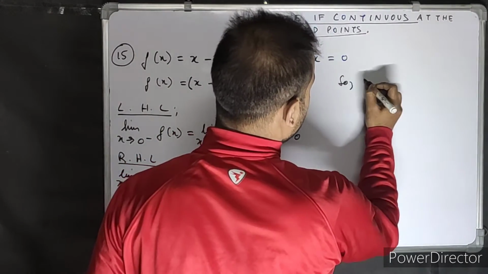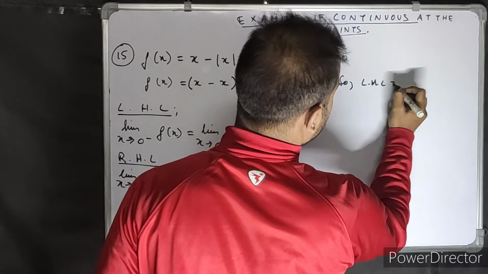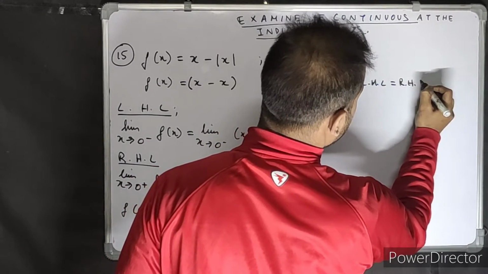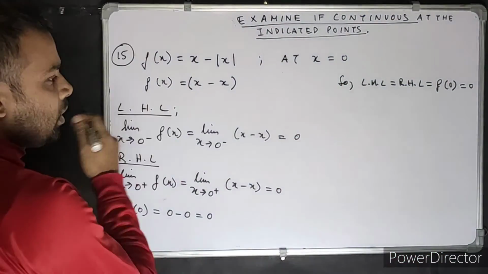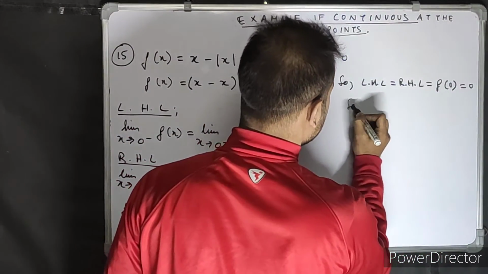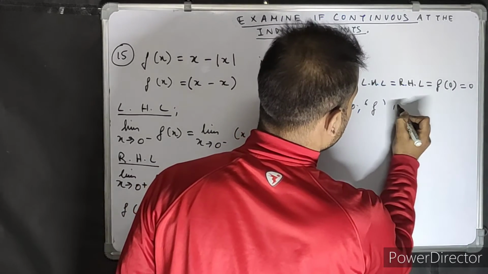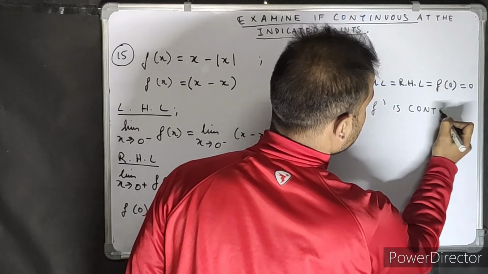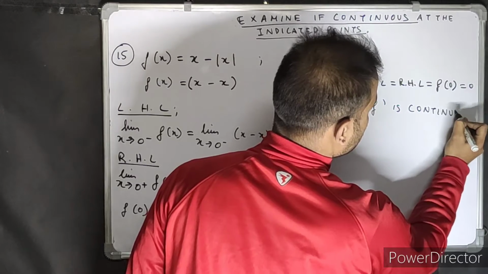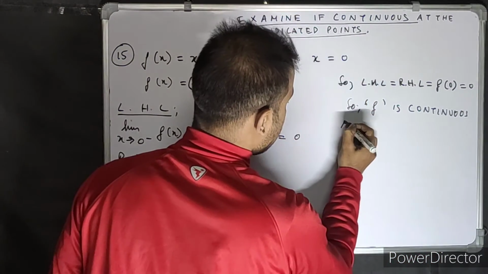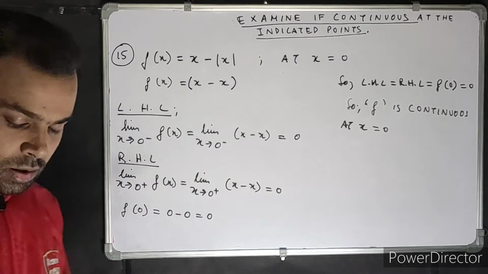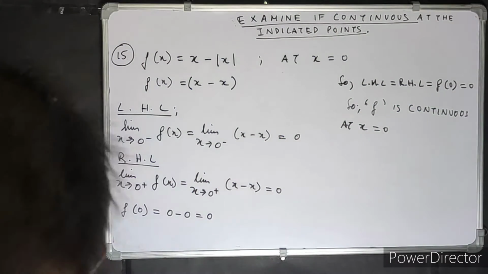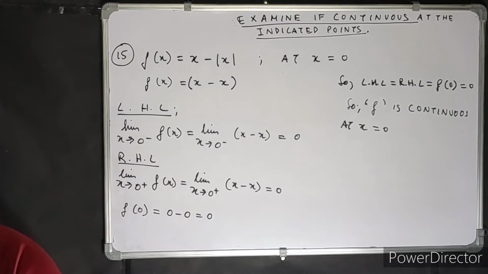So LHL equal to RHL equal to f of 0 is equal to 0. So f is continuous at x equal to 0. Okay, so that's it for this question also. It's done. Left for me to check the answer.